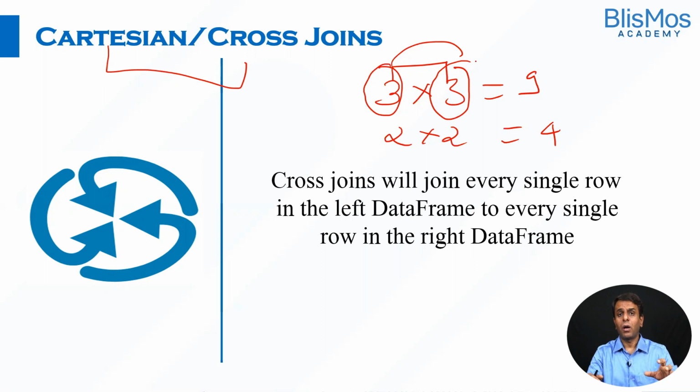So now we are using that concept and trying to apply it as a part of joins. So what will happen as a part of cross joins? Cross joins will join every single row in the left data frame to every single row in the right data frame.